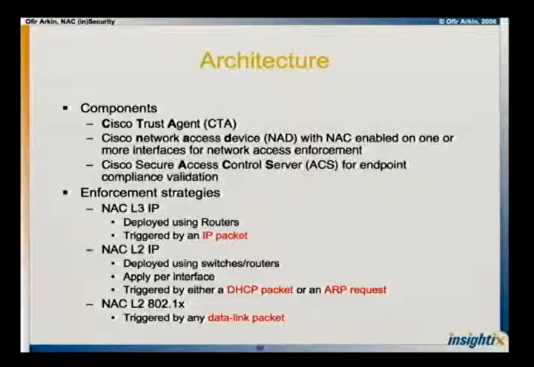There are like 3 enforcement strategies with Cisco. First of all, it's NAC L3 IP, basically only deployed on routers, triggered by an IP packet. There's NAC L2 IP, triggered by either a DHCP request or an ARP request. It applies per interface of the switch or router. And there is the NAC L2 802.1x, which is basically triggered by any data link packet that may reach the interface, and then the network access device knows that you're there.